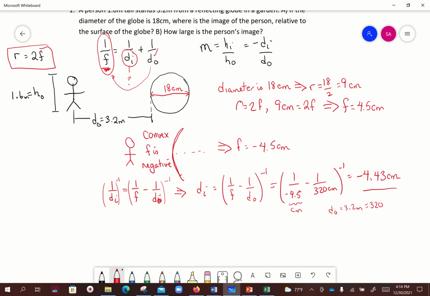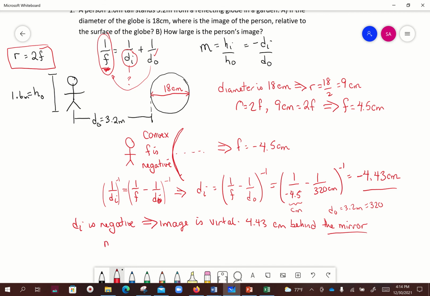So what does a negative DI mean? That means that the image is virtual. It's on the far side of the mirror. All right, so it's 4.43 centimeters behind the mirror. And that's what happens when you look in the mirror in the morning in your bathroom. You see yourself looking at you from behind the mirror, so you're seeing a virtual image. All right, what's the magnification?